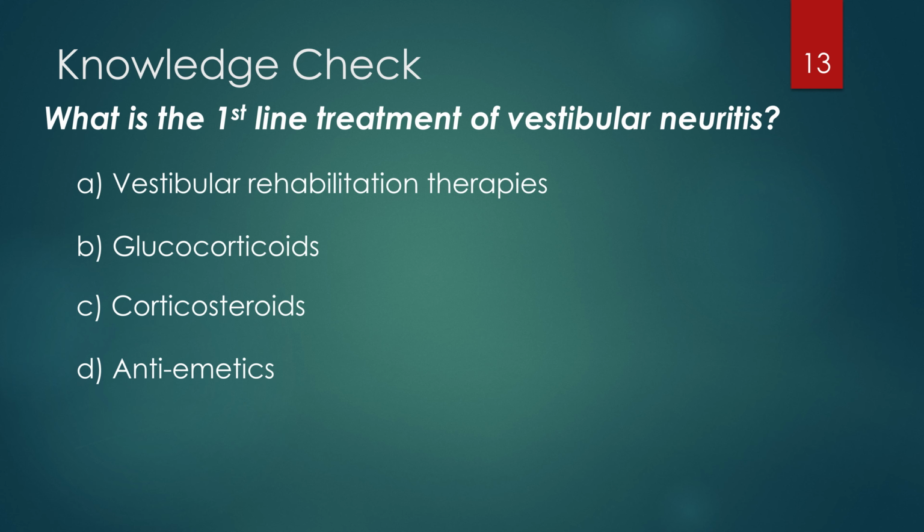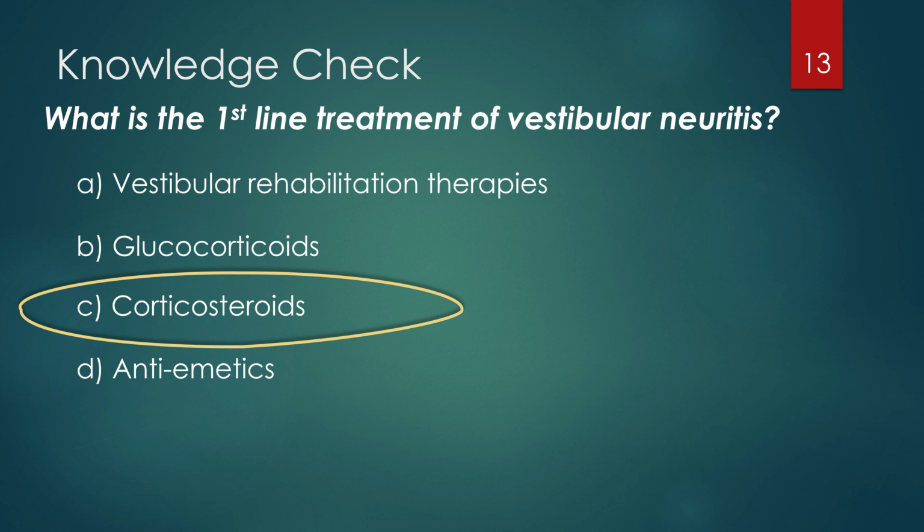And the answer is C, corticosteroids. Prednisolone, in this case an oral corticosteroid which binds to glucocorticoids, is usually given at 50 milligrams for 10 days to reduce inflammation of the nerve.